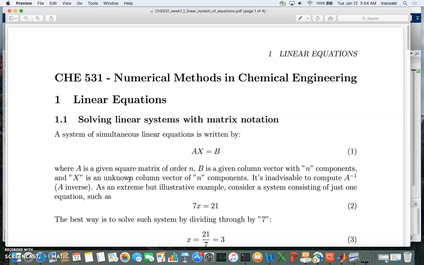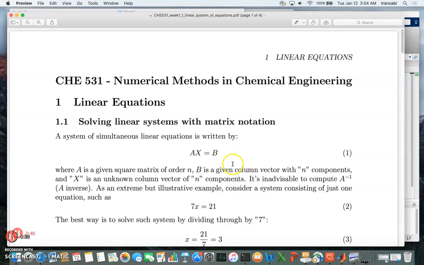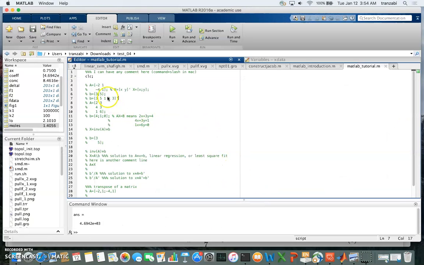Primarily we're going to focus on systems that can be written in the form Ax = b, where A is the coefficient matrix, x is the unknown vector, and b is the right-hand side vector. An easy example is two unknowns and two equations, x and y. Let's say you have a system of equations like this.